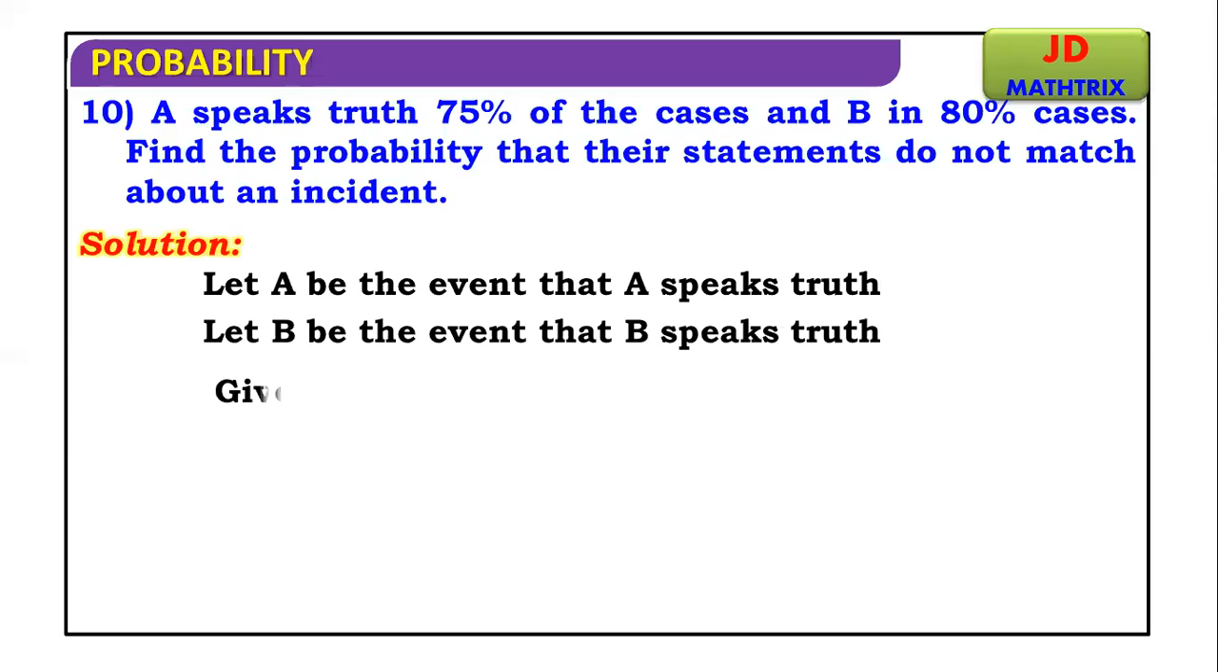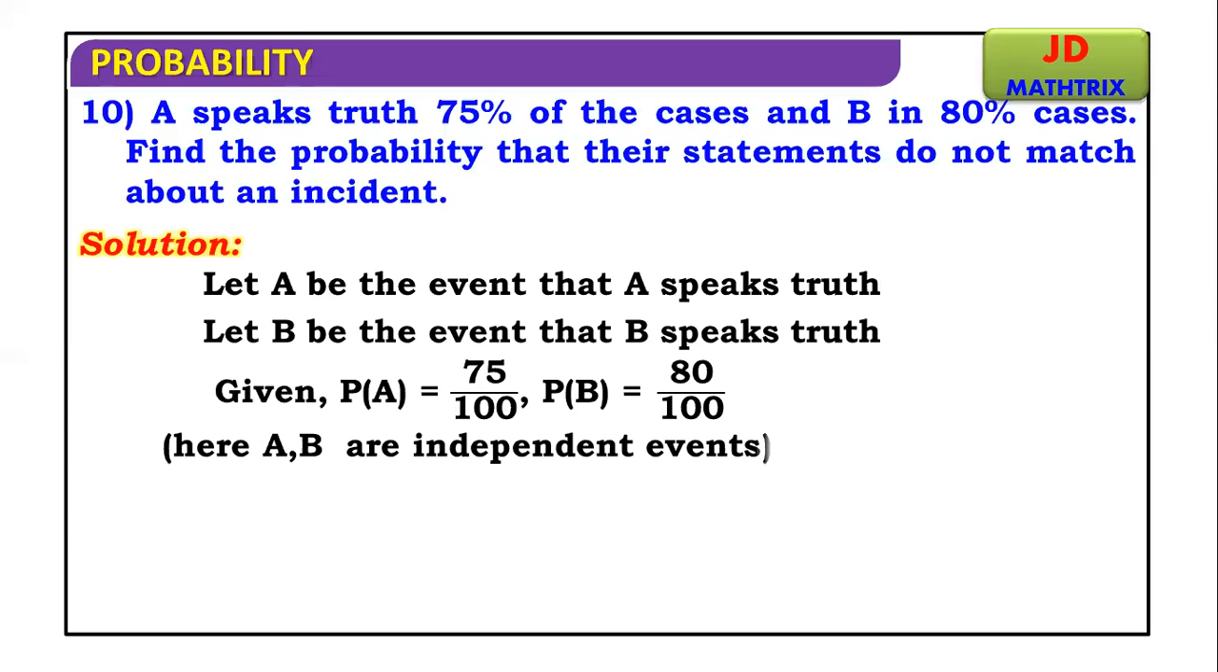Then P of A, that means the probability that A speaks the truth, is 75%, that is 75 by 100. P of B is 80 by 100. Here the events A, B are independent events. So here also, independent events.